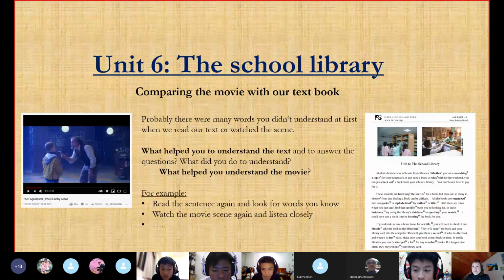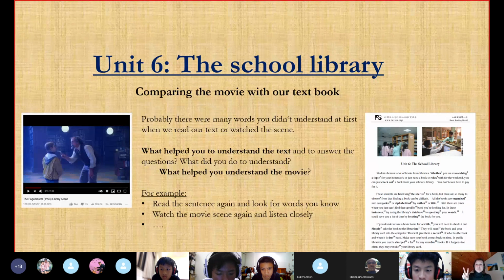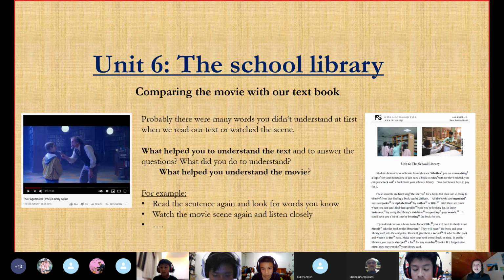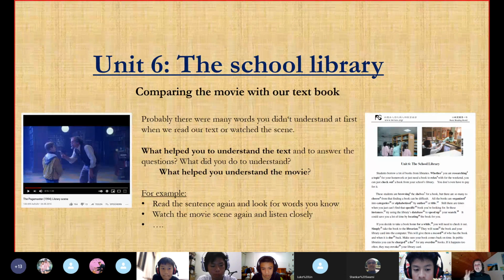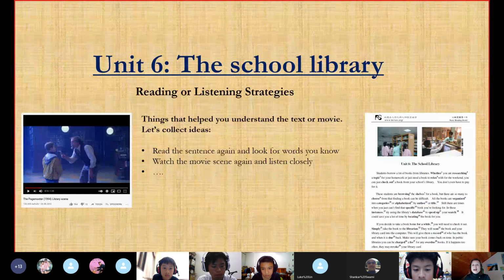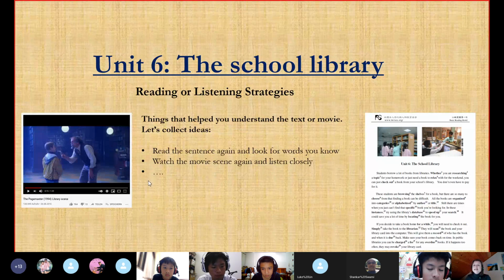Okay, the same with our movie scene. The first time we watch it, maybe we don't understand. So we watch it again, a second time. And we listen closely. And maybe if we look at it again, we can understand better. Okay, these are two examples. Now, I would like to collect some more ideas. What else can you do? Or what else did you do to understand our text or to understand our scene?